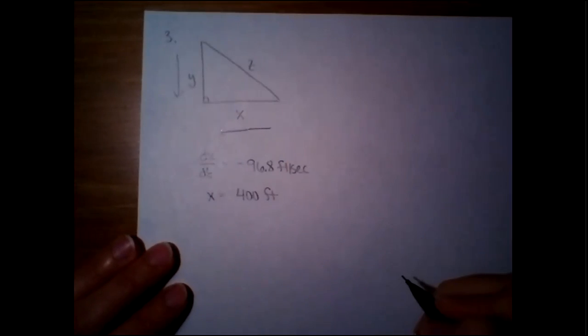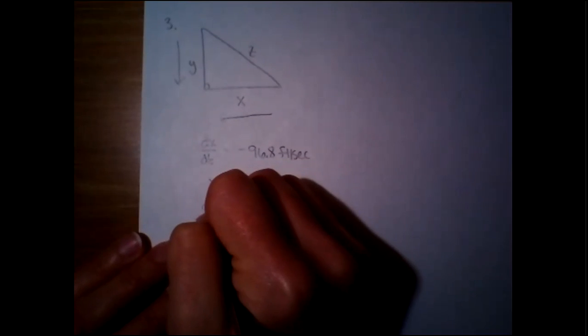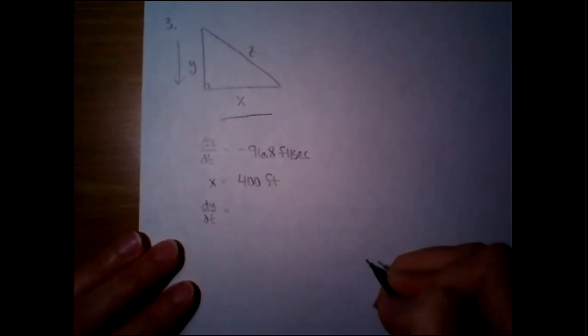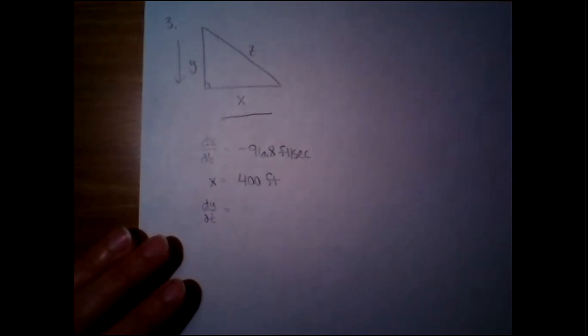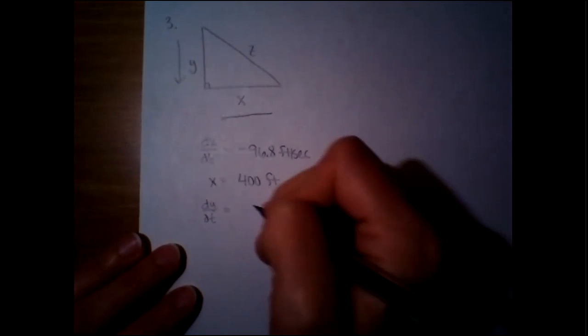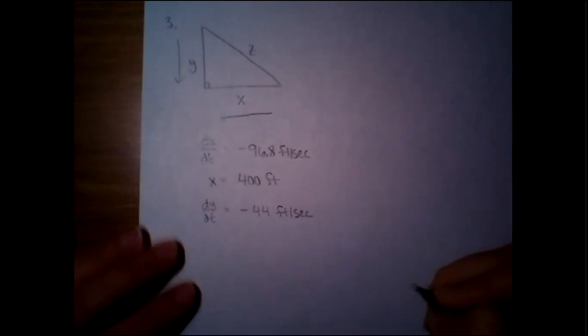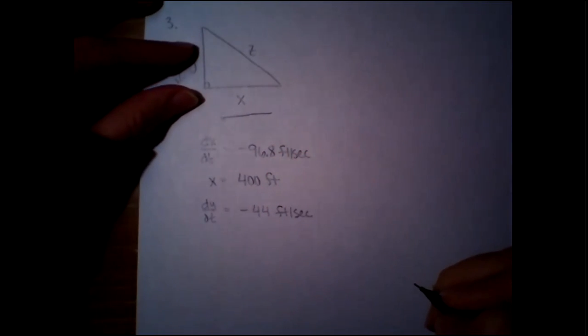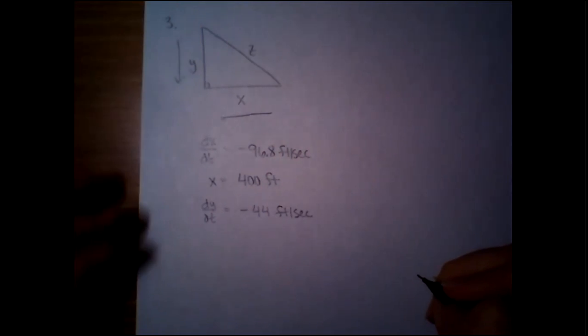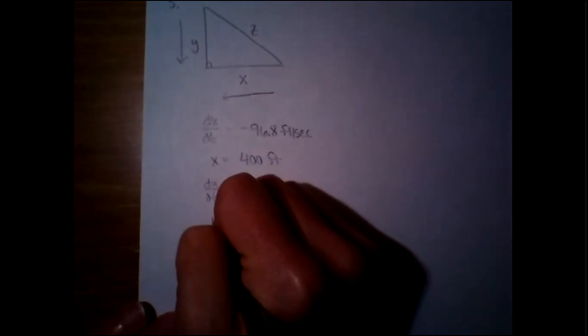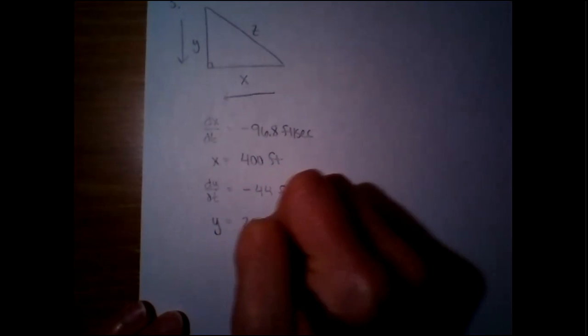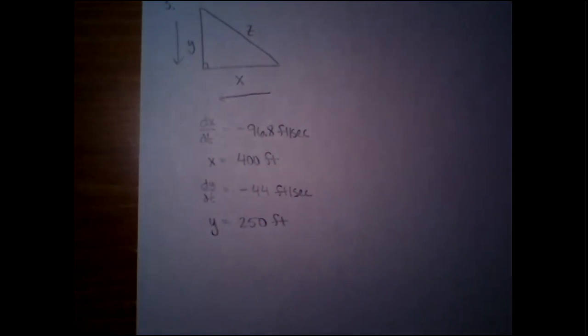The truck is moving this way, moving south, and they told us the truck's rate, so this will be dy/dt, is 44 feet per second. That is also going to be negative because that y distance is also shortening. And they told us that the truck is 250 feet away. So that's all the information that they gave us. They gave us a lot, which is good because we're going to need all those numbers.